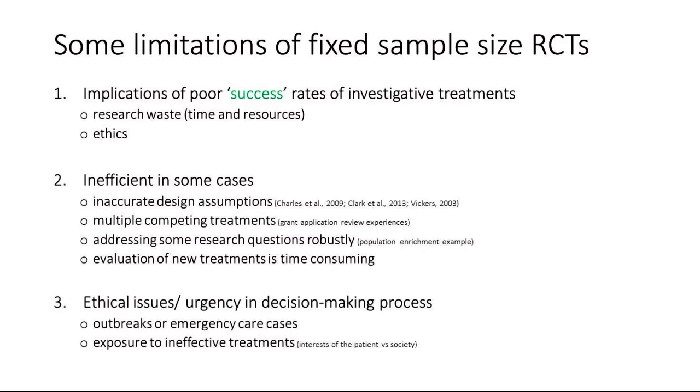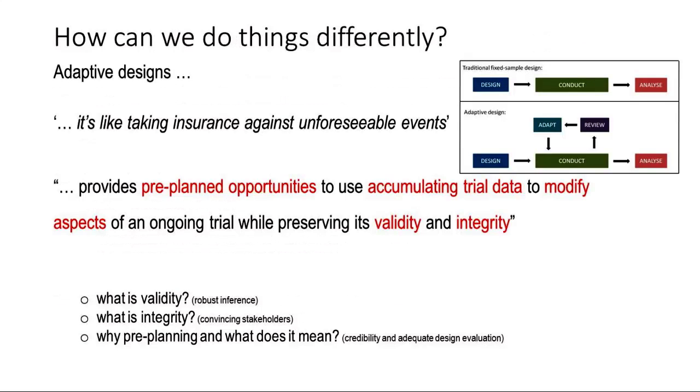And of course, as I said, it takes time to investigate a lot of these treatments as well. As you know, there are a lot of ethical issues where you want to make decisions as early as possible, especially in terms of outbreaks. So you can't start a trial and then wait for 10 years to make decisions. So we need to use the accumulating information to inform decision making as well. Right. So what is an adaptive design?